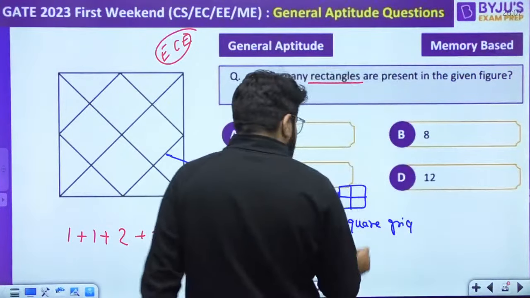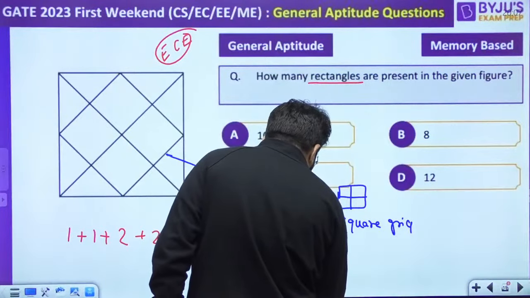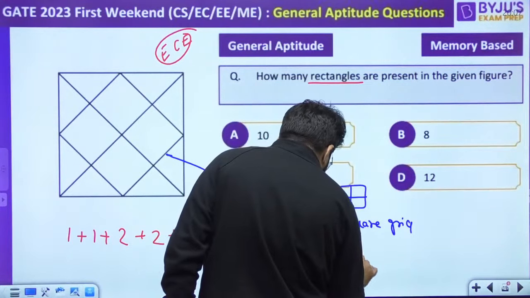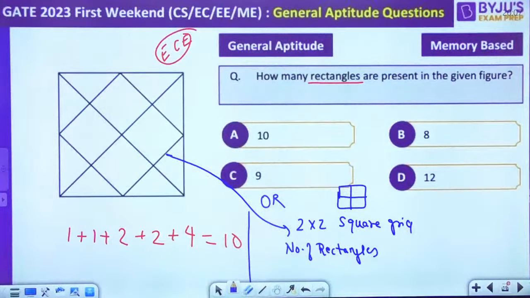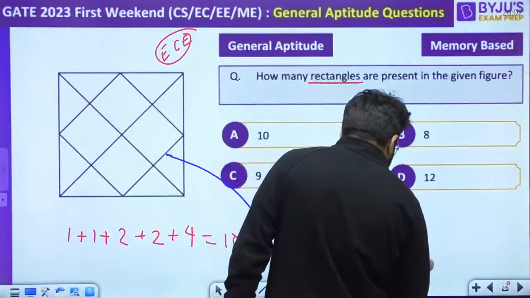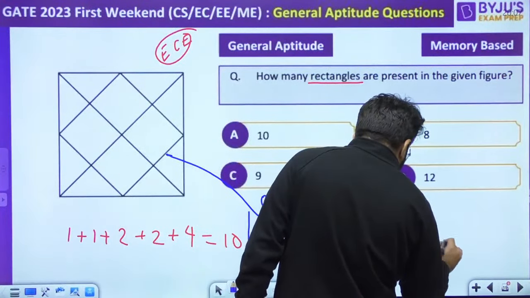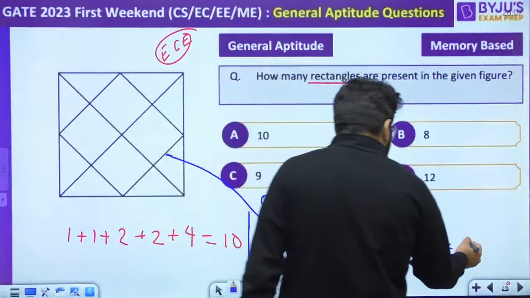And guys, within a 2 cross 2 square grid, what is the number of rectangles? Tell me. The number of rectangles is given by 1 cube plus 2 cube, summation up to n cube. This is equal to 9.